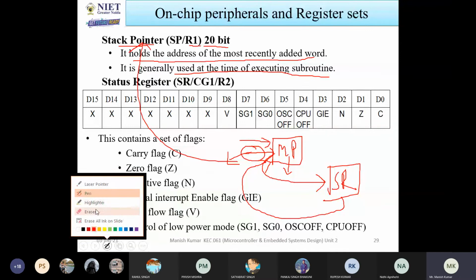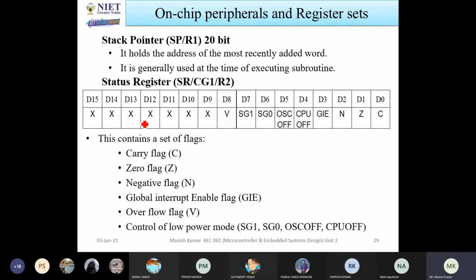Now we will talk about the register R2. It is also called CG1 and SR. SR indicates the status register, and CG1 indicates the constant generator. This is the name. Okay, constant generator. So what is the use of R2? The R2 register is used in various ways. You can say that it will tell the status of the microcontroller. It consists of several flags.